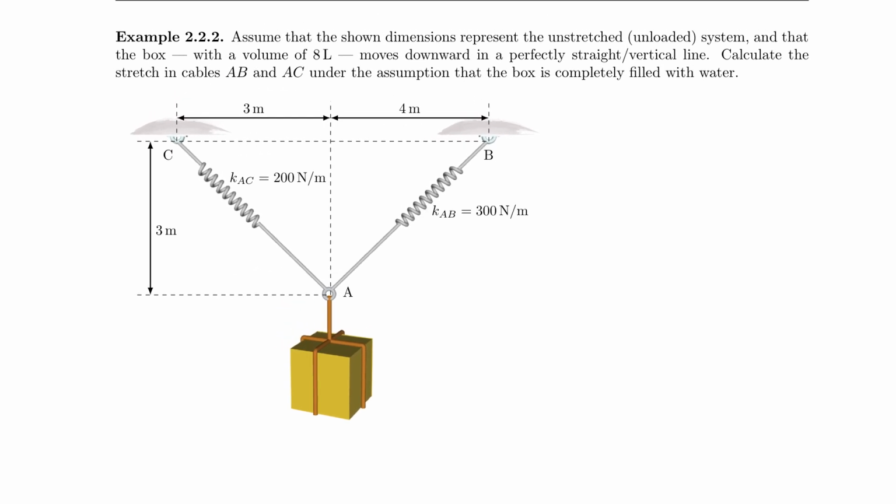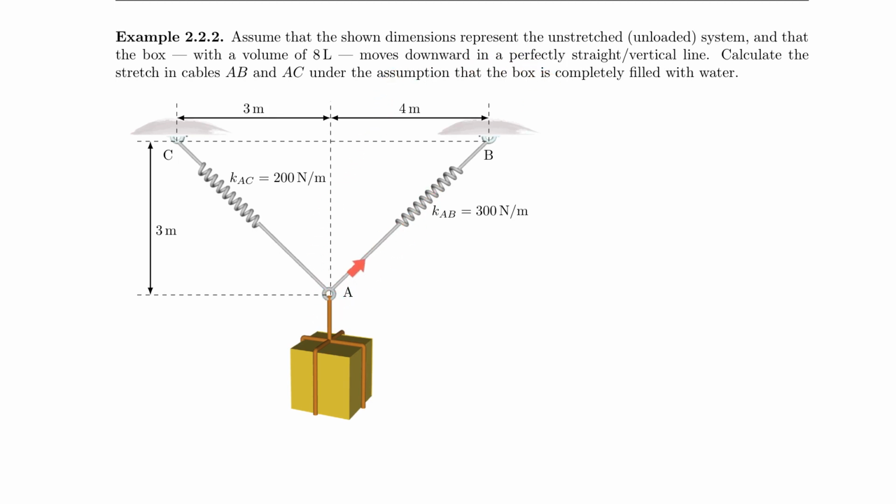We are now looking at a problem where we have a box hanging on two cables that are both under an angle. In fact, they are described by their relations here, 3, 4, 5 for this one. And this here is 3, 3, and then of course square root of 3 squared plus 3 squared. But we have a box here and we assume that the dimensions that we see here are the unstretched, unloaded system. And that the box here really can only move downwards in a perfectly straight line.